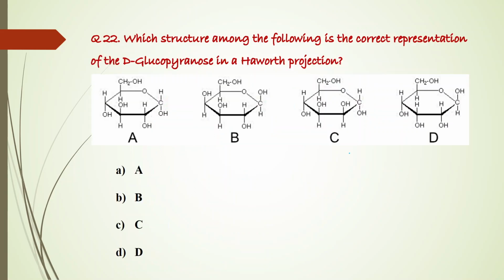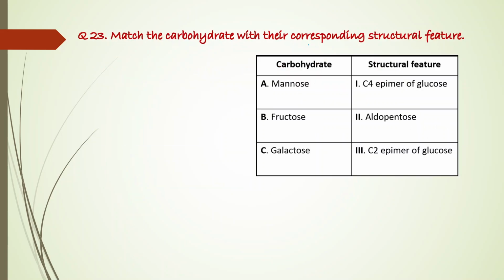Moving to the next one. This one we all know, so we will not spend much time on it. It says, which structure among the following is the correct representation for D-glucopyranose in Haworth projection? Obviously we have multiple times drawn the structure for glucose. D-glucopyranose or D-glucose is actually the first one. A1 is the correct structure for D-glucose. You have to remember it anyway, so I am not spending much time on it.